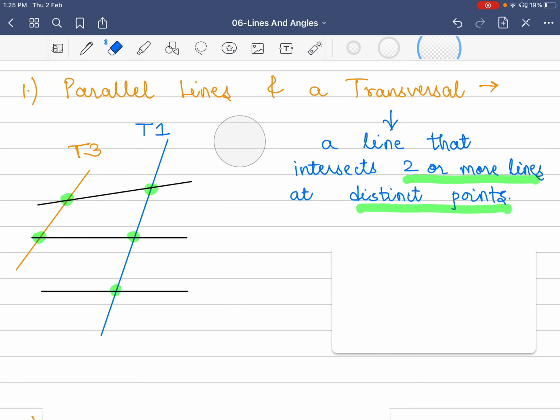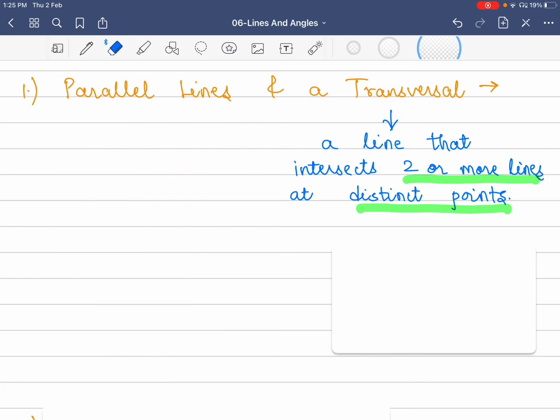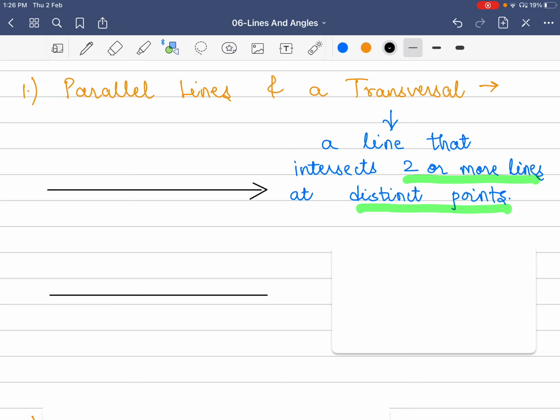Now let's erase this. However, we are focused on transversals that intersect parallel lines. In the previous examples, the lines were not parallel, they were intersecting lines, but we are focused only on parallel lines. So I am going to draw two parallel lines first. Let's say this is my parallel line 1, this is my parallel line 2, and lines always have these arrows which indicate indefinite extension in both directions. Now let's draw a transversal that will intersect two parallel lines, something like this.